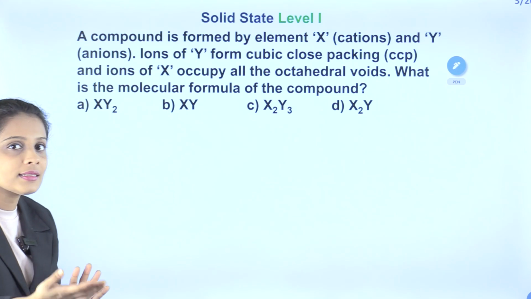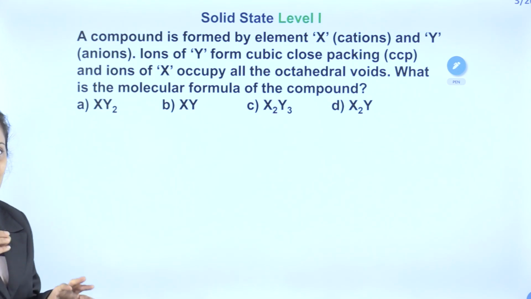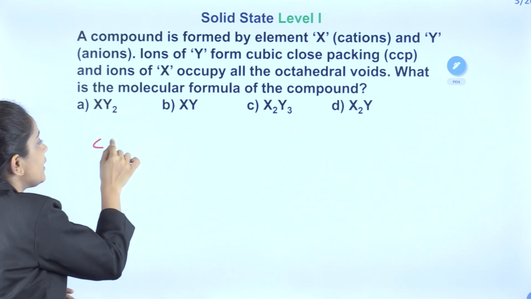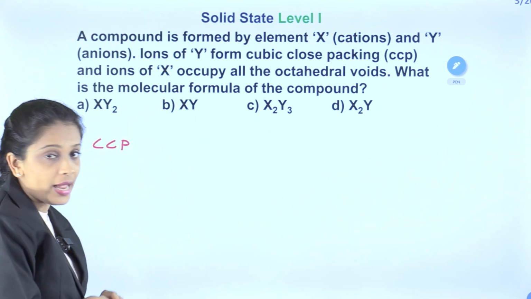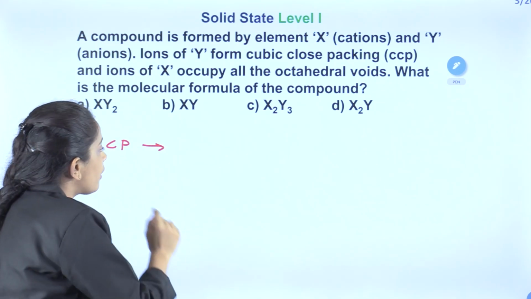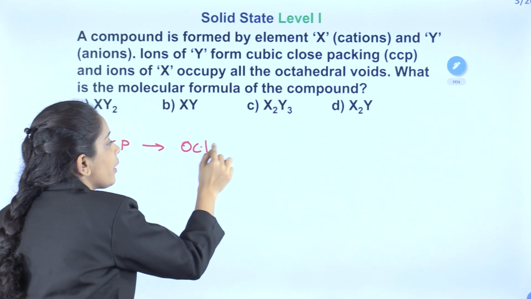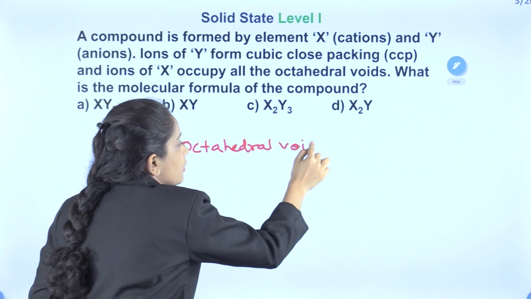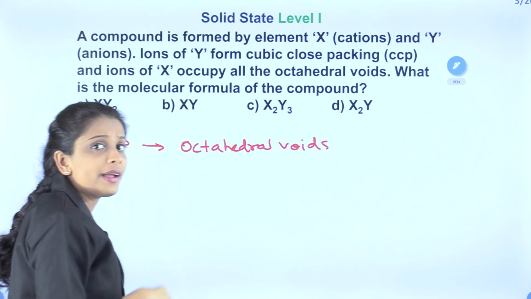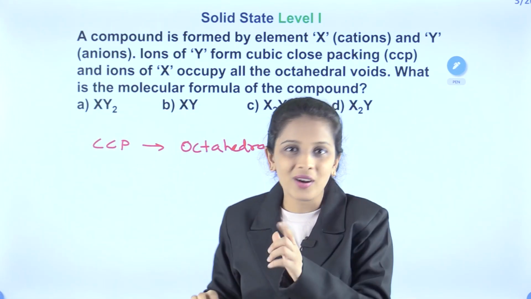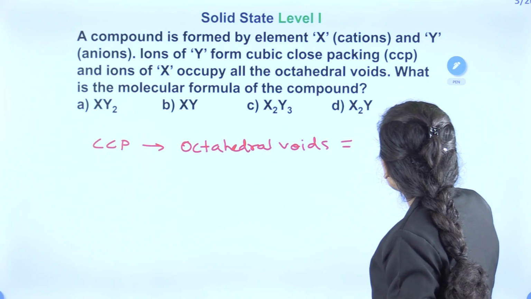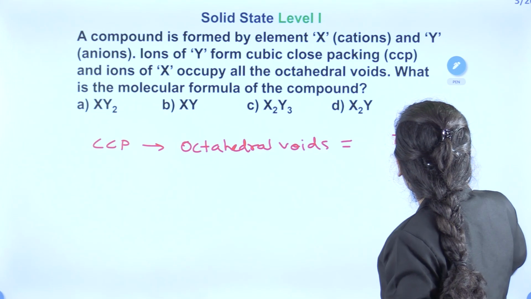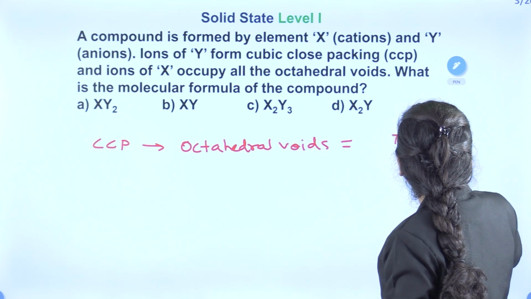So how will we solve that, students? Let's try to understand this part very well. We know that in case of CCP structure, the relationship between the number of octahedral voids and tetrahedral voids is what? I am hoping you know very well about octahedral and tetrahedral voids. Yes?